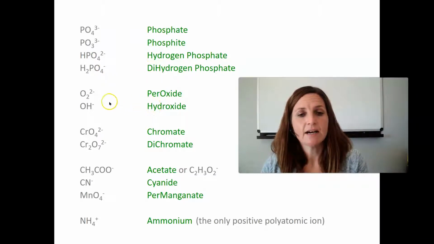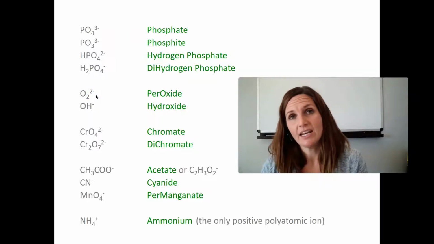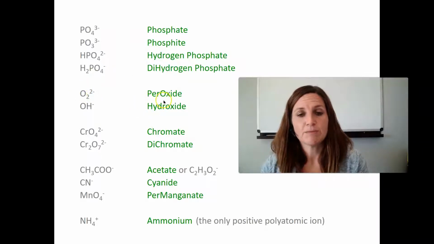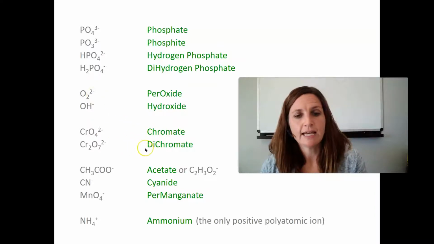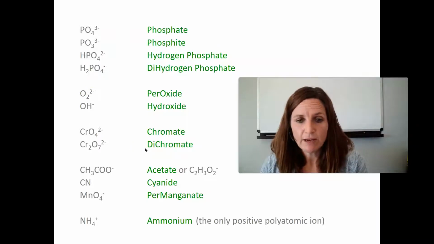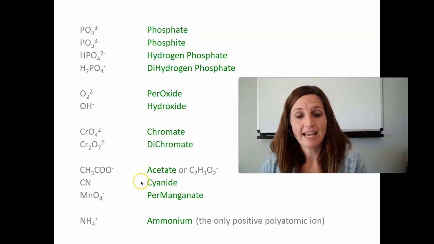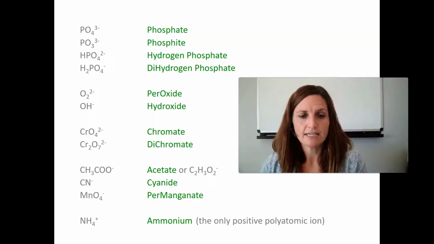We have hydroxide here, and this one was not included in our list from yesterday. It is peroxide, but please make sure you have it written down. It does show up sometimes. It's O2 2 minus. We have chromate, CrO4 2 minus, and dichromate, Cr2O7 2 minus. And then, of course, we have acetate, cyanide, permanganate, and ammonium. So it's a good idea to have this list available to you. This is the same list we made in class yesterday, and we're going to be using all of these polyatomic ions now to successfully name and make formulas from our different ionic compounds.